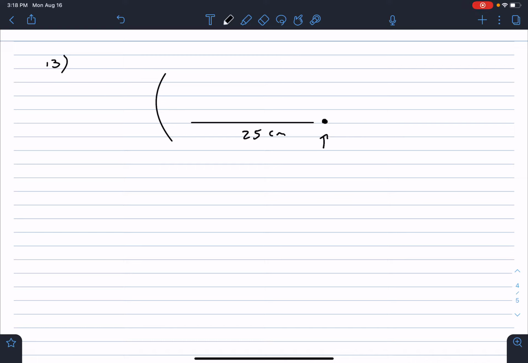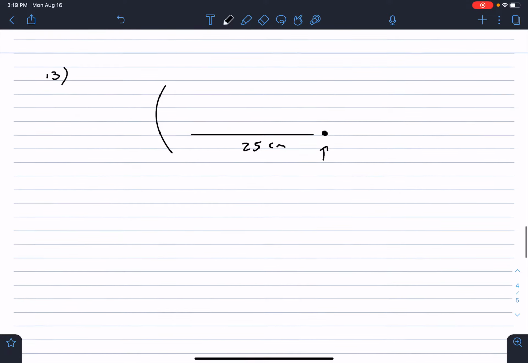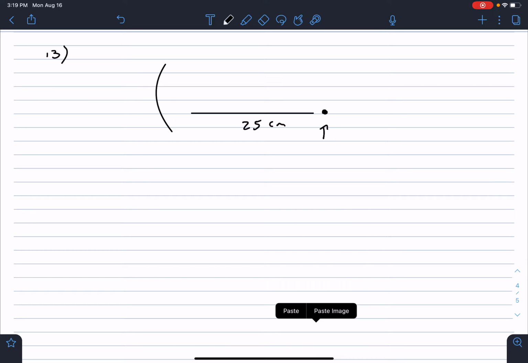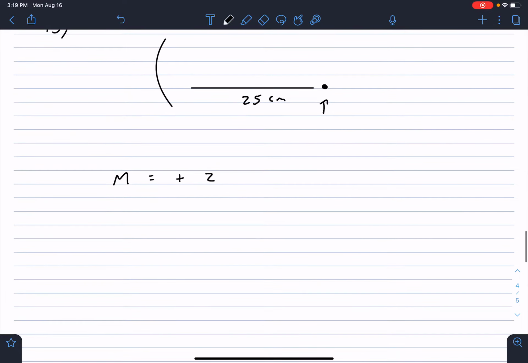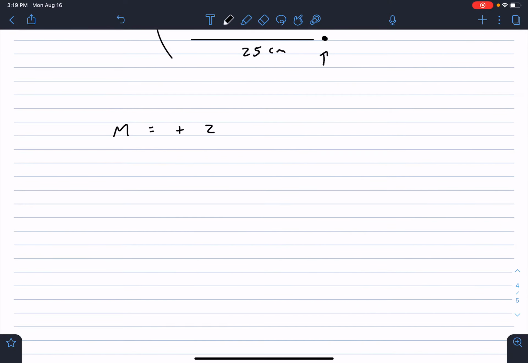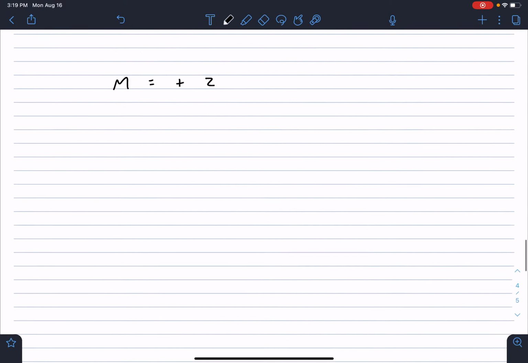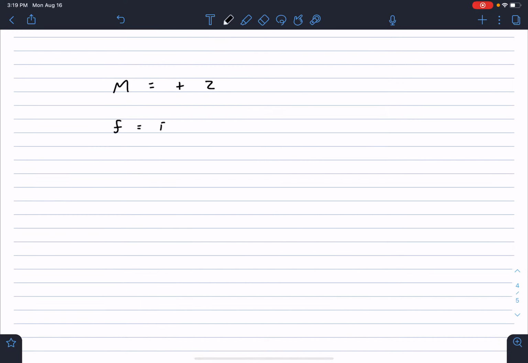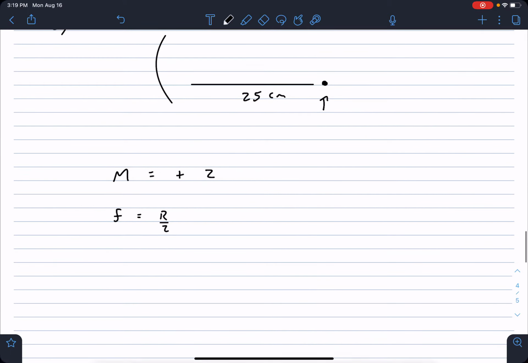So we're told that they see an image that's upright and magnified by a factor of 2. What does that mean? That means that our magnification is going to be a positive value, which indicates upright, and then it's multiplied by a factor of 2. So m is equal to positive 2. Now, it's asking us to find the radius of curvature of the mirror, which means we also need to find the focal length. So first we find the focal length, and then we solve for the radius.